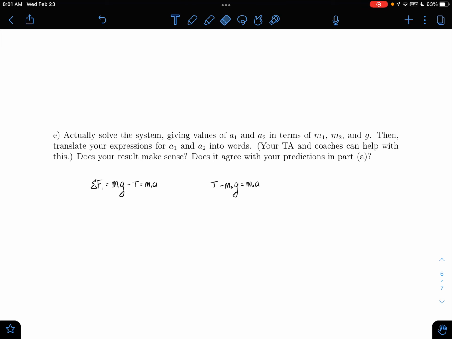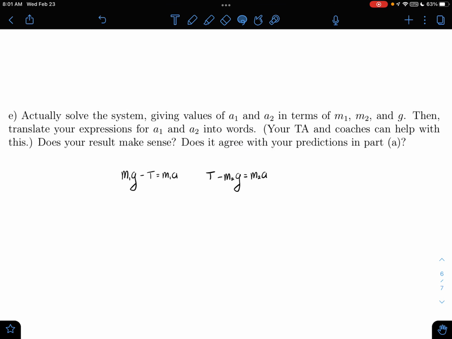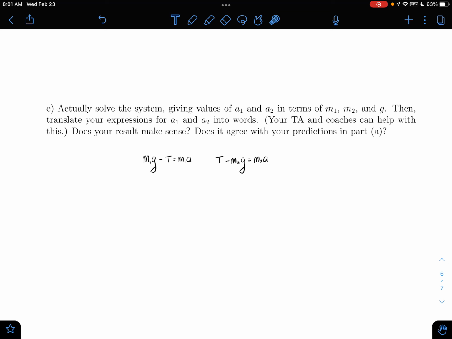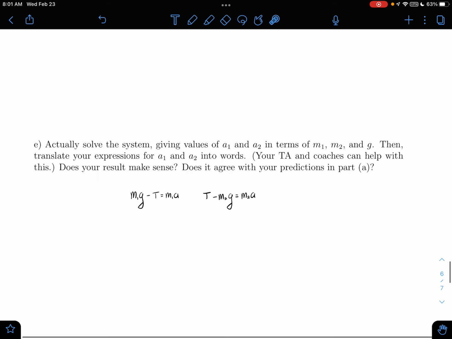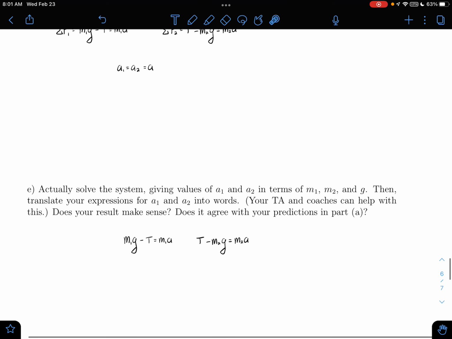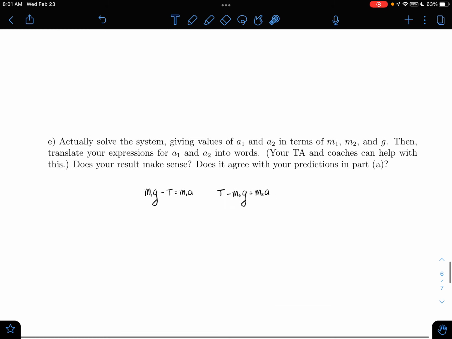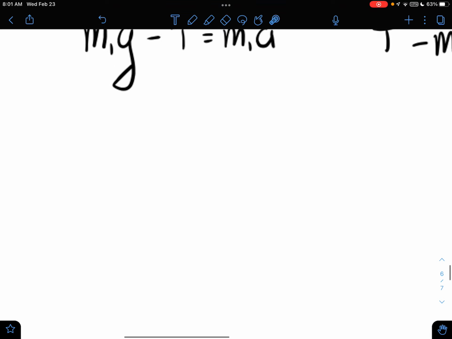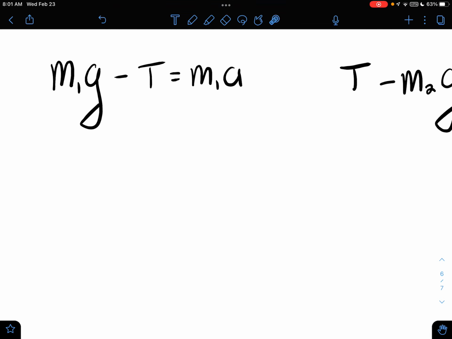Let me just get rid of this to make the math a little bit simpler looking. So we have 2 equations, 2 unknowns, and now we're solving for our acceleration. It says solve for A1 and A2. I said A1 and A2 are both equal to A, because that's how I set up my coordinate systems to work, and I'm allowed to do that. So I'm saying they're equal, and when I solve for this, that's going to give me A1 and A2.